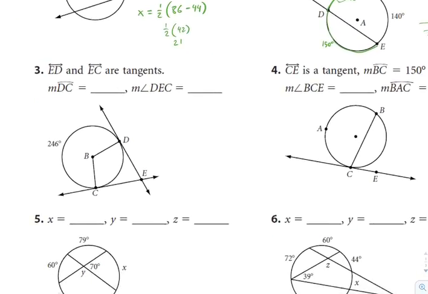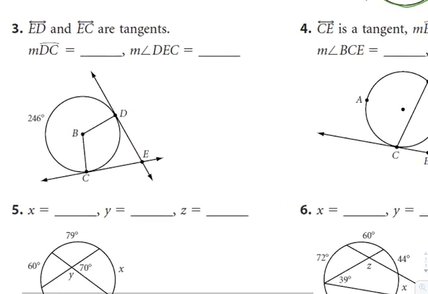So number 3, let's look at this. Well, right away I see a whole circle is 360 degrees. So I'm just going to subtract this from 360 and get 114 over here. And before I go any further, I know this is 114 degrees too, because that's a central angle. On the other side, I know this is 246. So that's all my arcs and angles inside the circle.